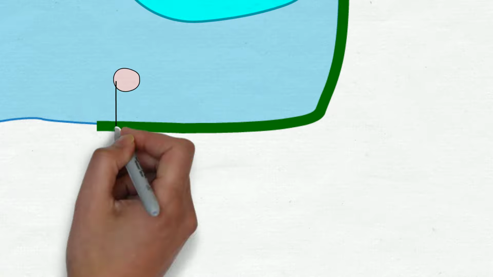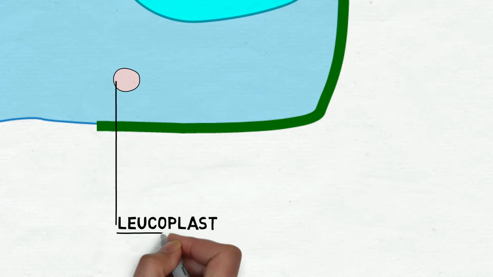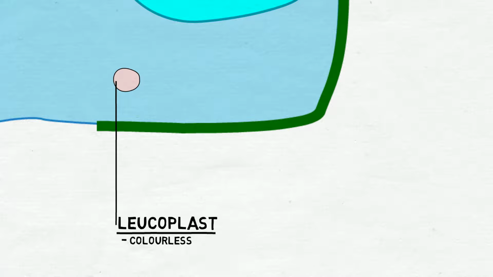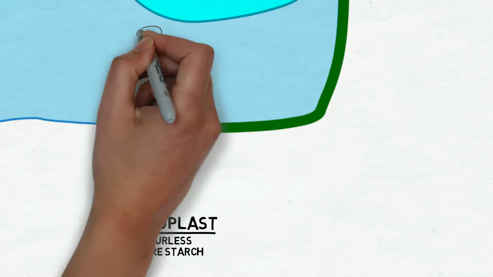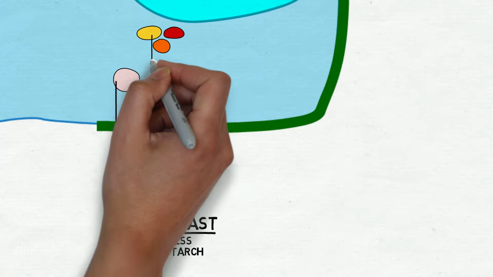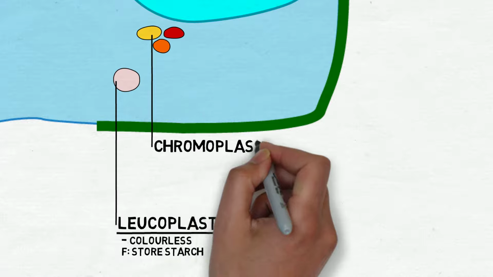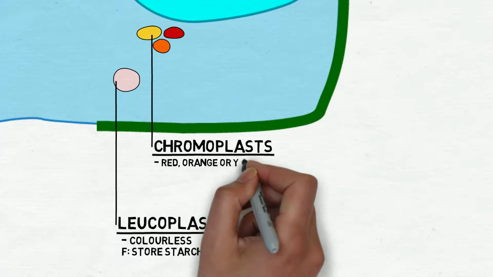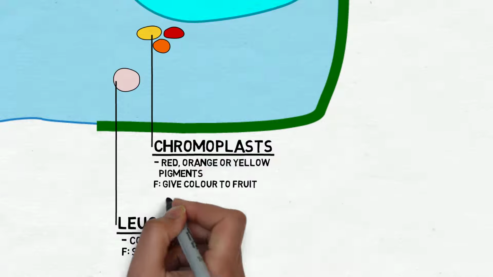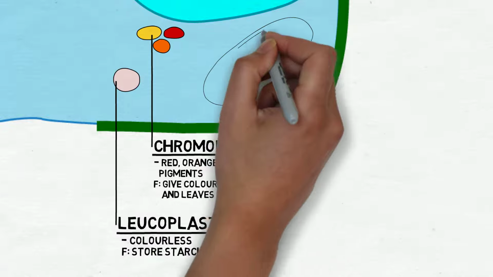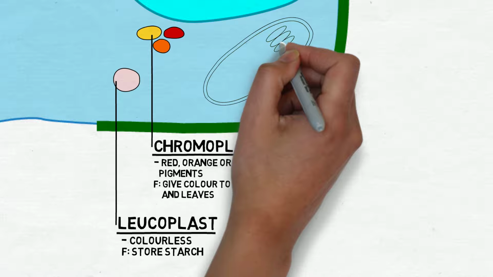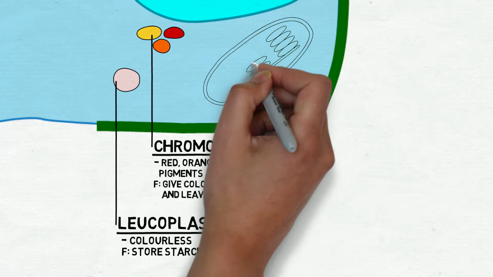Plastids, on the other hand, are exclusively found in plant cells. There are three types of plastids: leucoplasts, which are generally colorless and store starch; chromoplasts, which contain red, orange or yellow pigments and give color to fruits and aging autumn leaves; and lastly, chloroplasts, which contain green chlorophyll pigments and are responsible for photosynthesis in green leaves.